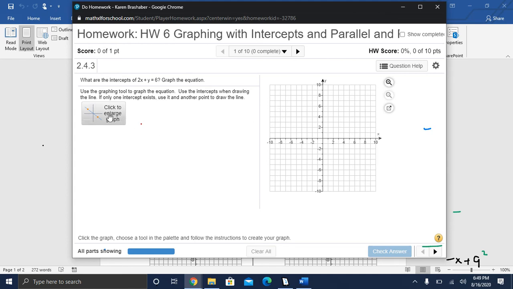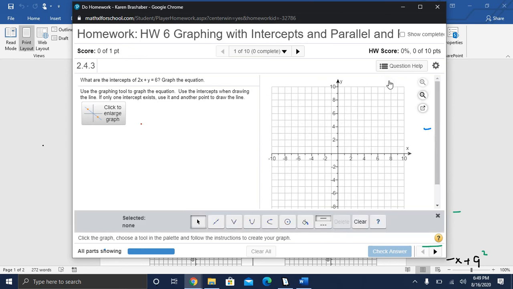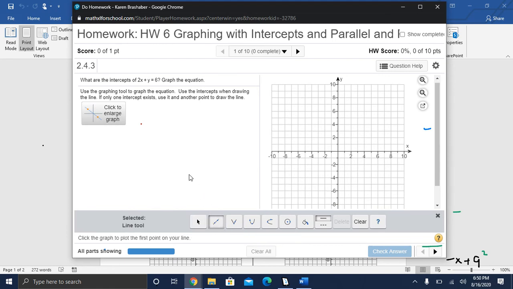I can either select this symbol to click to enlarge the graph, or I can select this. This is my favorite. I like to have it make the graph bigger. And that gives me some tools down at the bottom. One of the tools is a line tool. I'm going to select that. Now remember that this is a different problem from what was on your notes page. So mine is 2x plus y equals 6. I've done some work. I know that the x-intercept is 3, 0.